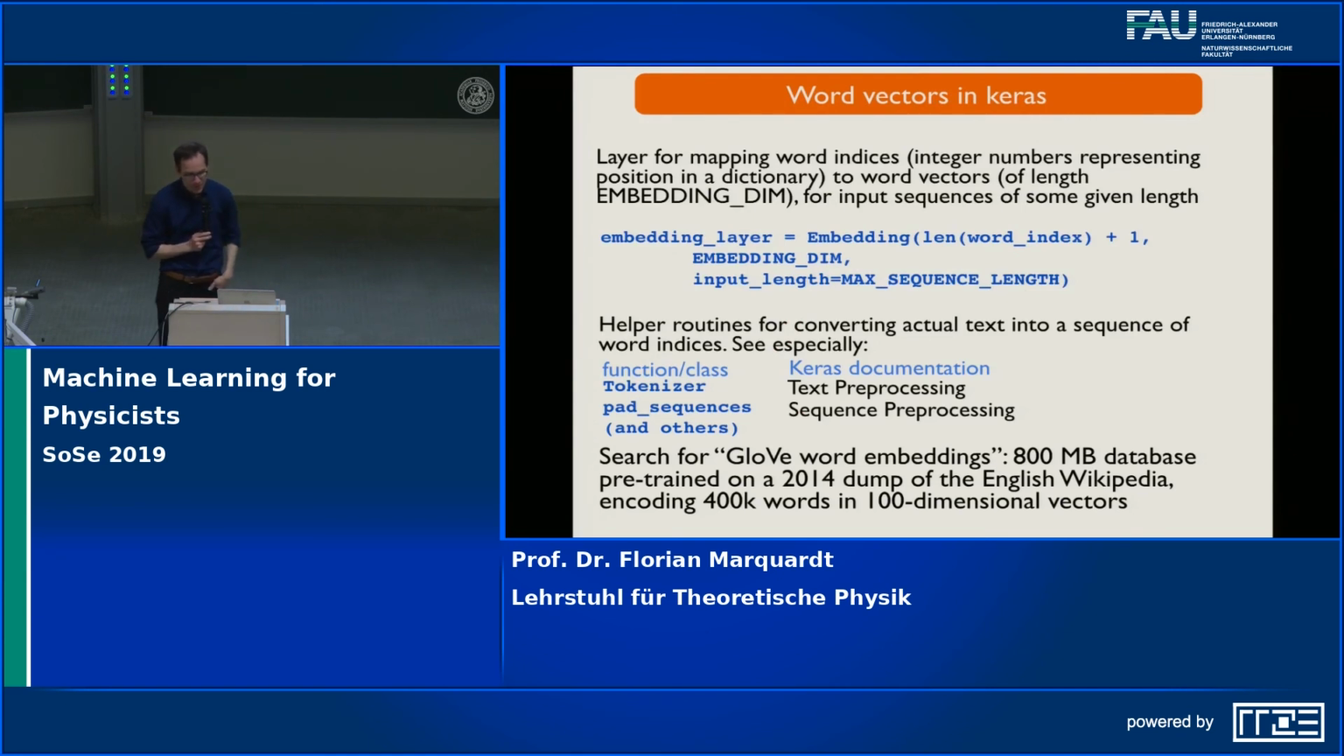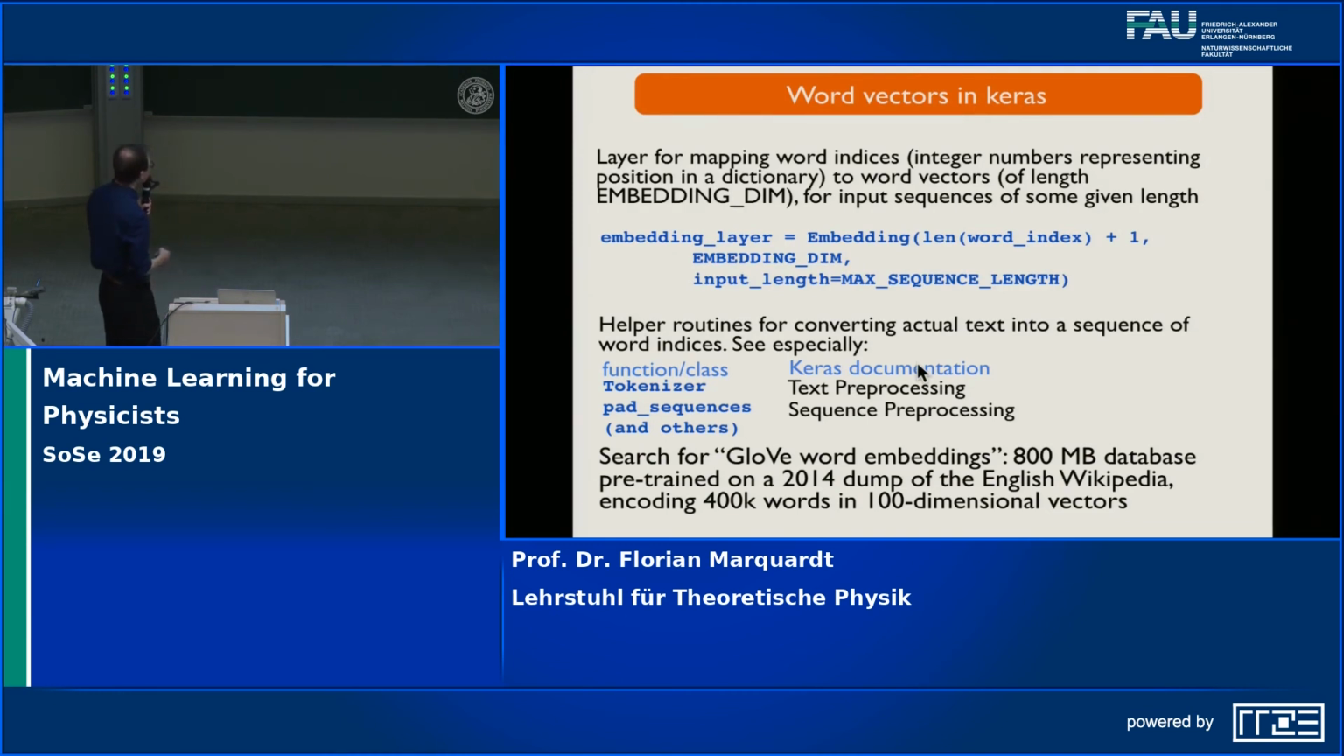Okay, so now you don't need to program this yourself, even though it's only a few years old. Keras has this done for you. So if you want to go from a dictionary of words of length word index to some word vectors of some embedding dimension, here's the whole thing that you need to introduce into your neural network. Yeah? So, and then there are many other classes that help you with the pre-processing of the text and so on.